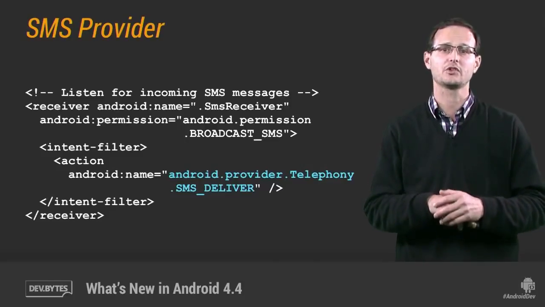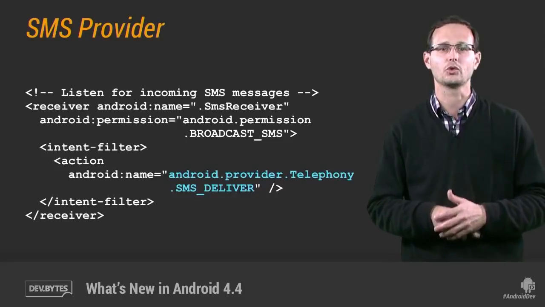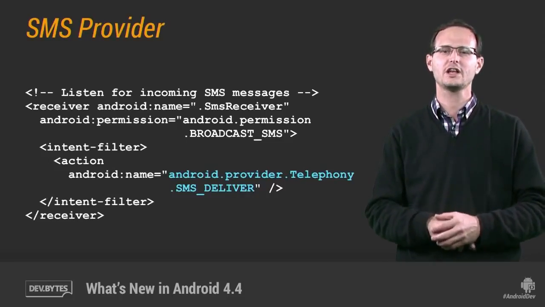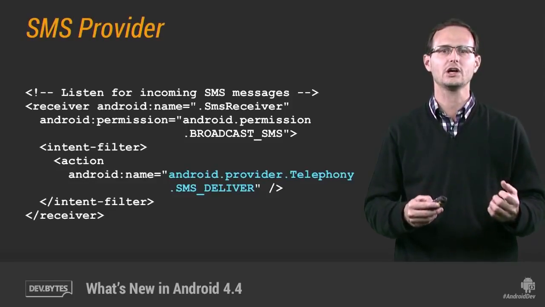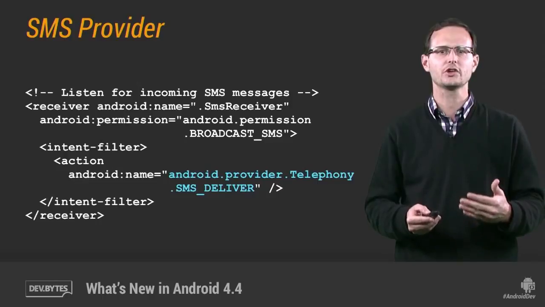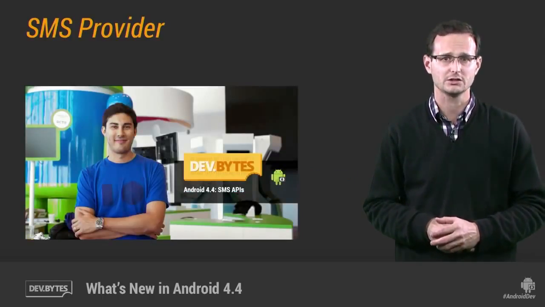Only the default app is able to write new messages to the SMS provider, though other apps can continue to read from it. Apps that aren't the current default can also continue to send messages. Here the system will write those outgoing messages to the provider on your behalf, so that users can still see them in their default app. For more details, check out Adam's DevByte.